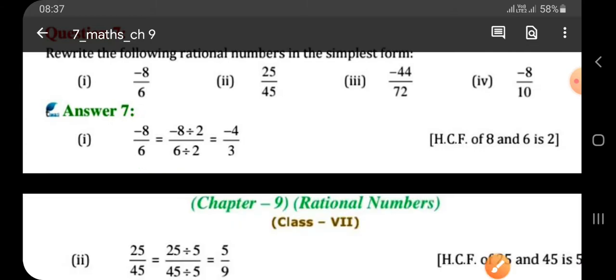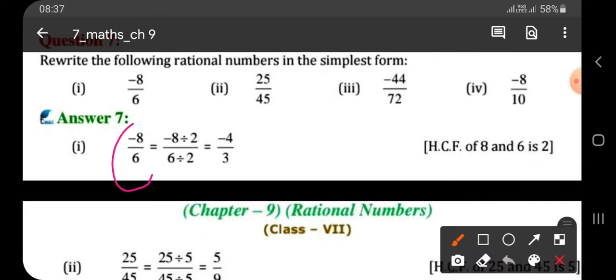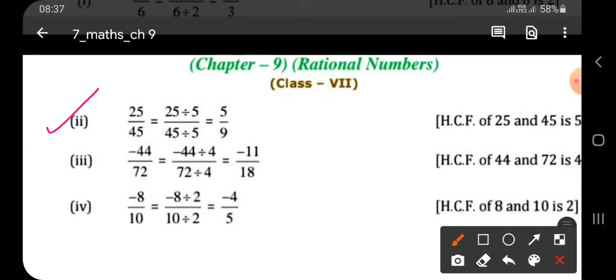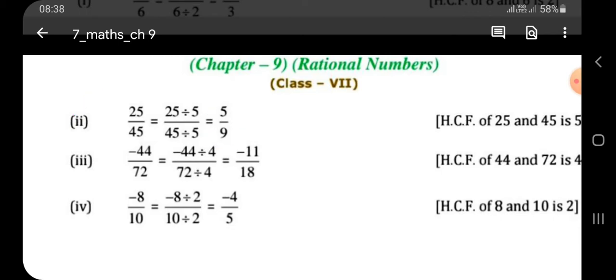So what you have to do, you have to divide the numerator and denominator by the highest common factor, the HCF. What is the highest common factor between 8 and 6? That is 2. So divide minus 8 and 6 by 2. So you will get minus 4 upon 3. That is the answer. Second one, 25 and 45. HCF is 5. So divide 25 and 45 by 5. So the answer is 5 upon 9.